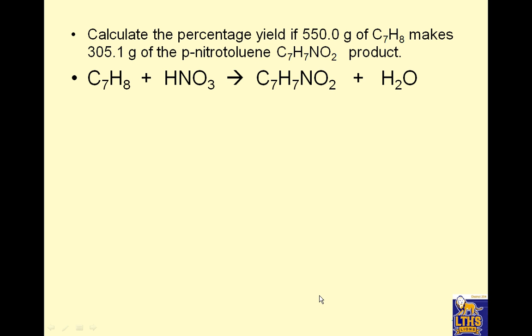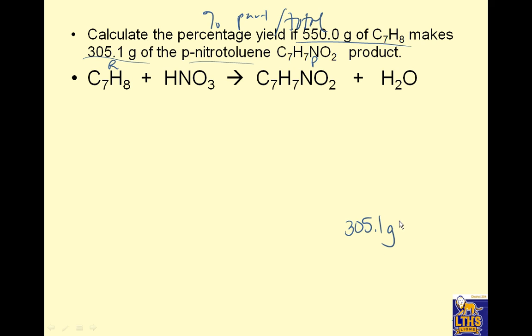Let's practice. Calculate the percentage yield if 550 grams of C7H8 reactant makes 305 grams of p-nitrotoluene product. Okay, reactant, product. So we want percent yield, so we need a part and we need a total. All right, so what's the part? The part is what comes from the lab, and it has to be product.